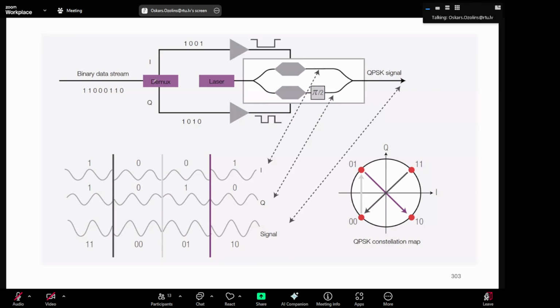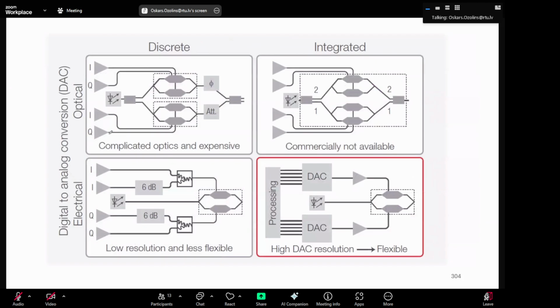Right, and some demultiplexer which converts binary stream to IQ data. Right, and then there are different architectures how one could implement these IQ transmitters. So here are different ways how you get there.